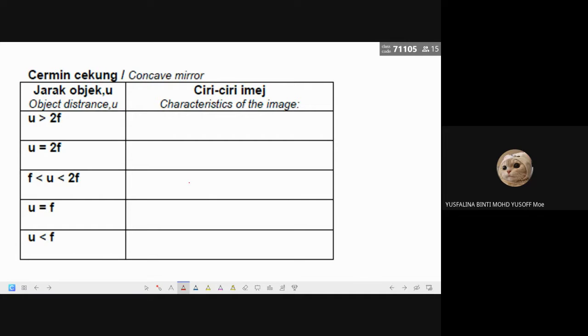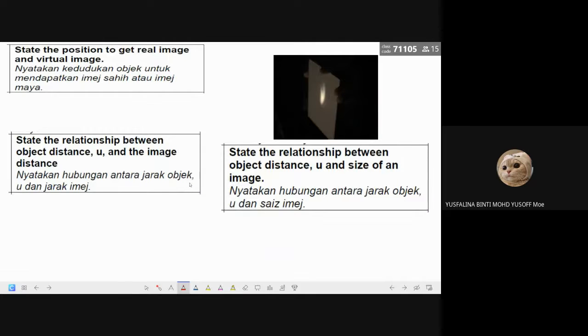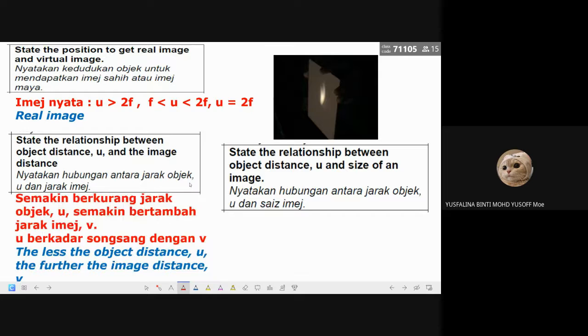Alright, so we already drew a 5-ray diagram for the concave mirror. So remember, the concave mirror depends on the object distance. So this is the summary. This is the position where you can get the real or virtual image. For a real image, when u is bigger than 2f, when u is between f and 2f, when u equals 2f. For the relationship, the less the object distance, the further the image distance.